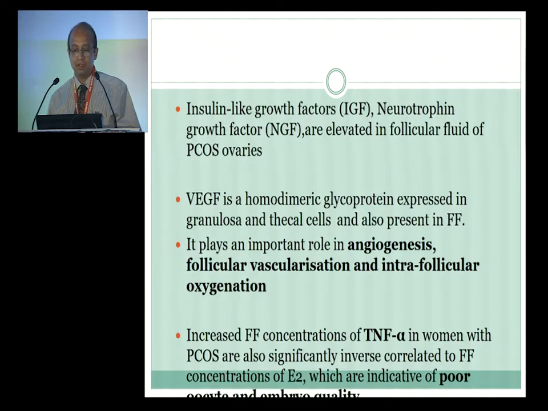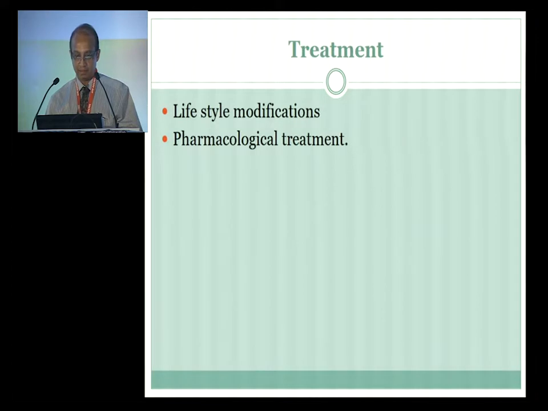Similarly, VEGF is also increased. This increase in VEGF is responsible for the increase in ovarian volume you find in patients with PCOS. That's why you find all patients having an ovarian volume of more than 10. It's because of this. It plays a role in angiogenesis, follicular vascularization, and intrafollicular oxygenation. There's also an increased concentration of TNF alpha, which is inversely correlated with the concentration of estradiol, which is an indicator of poor oocyte and embryo quality.